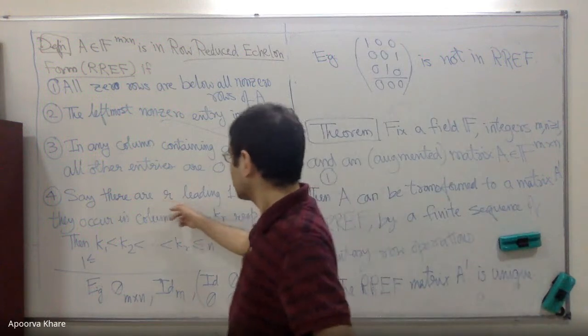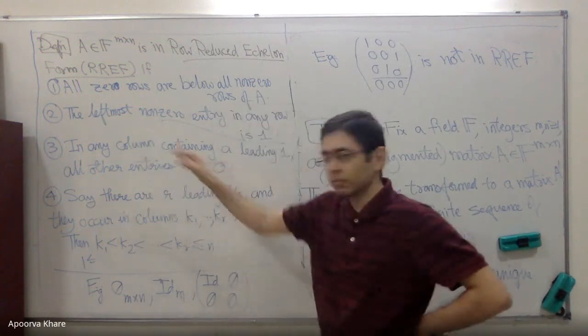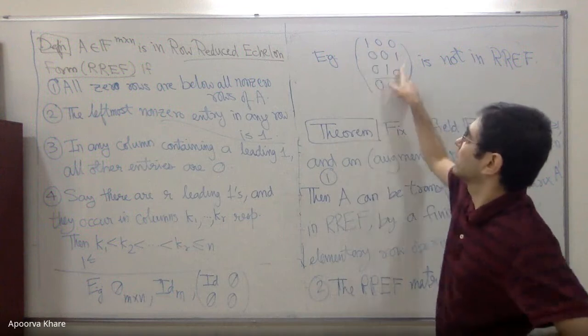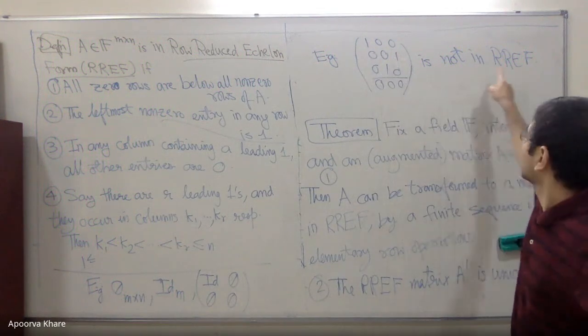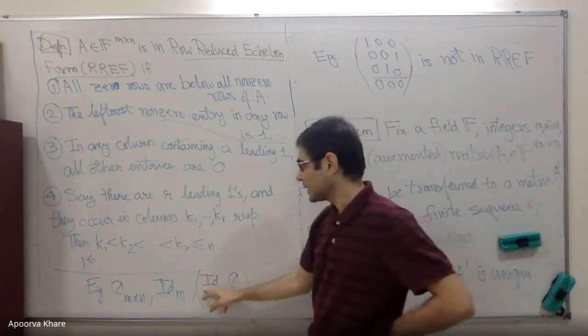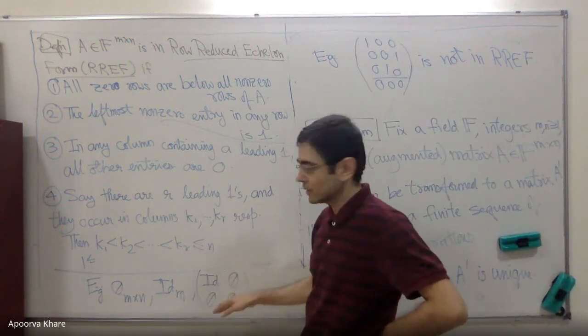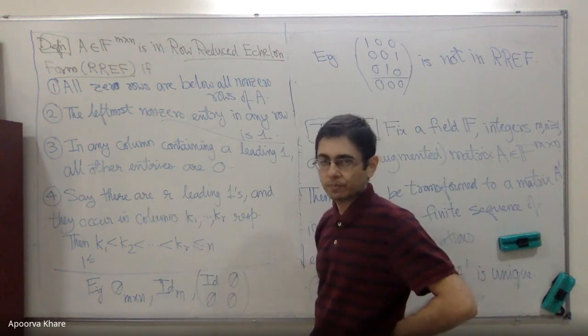Okay? And the fourth one is also important. The leading ones occur from left to right, which is not satisfied by this. So the last condition is violated. So this matrix is not in row reduced echelon form. But things like the identity matrix padded by zeros like this is in row reduced echelon form.